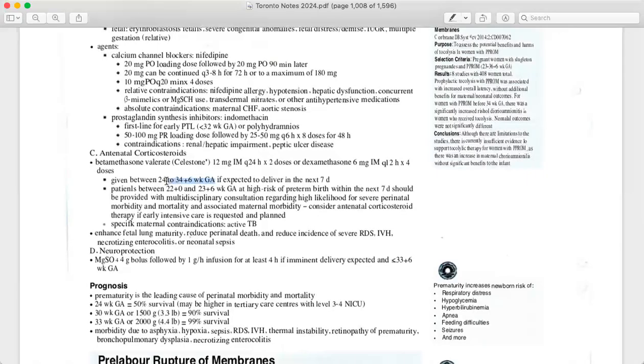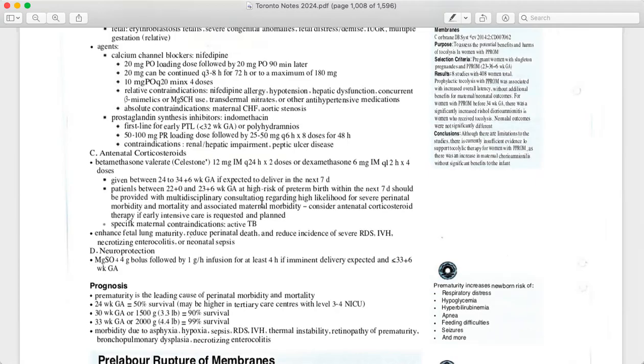The age. When are you going to give this one? Given between 24 to 34 week, if expected to deliver in the next 7 days. Patient between 22 and 23 week at high risk of preterm within next 7 days should be provided with a multidisciplinary consultation. So the patient who is having 22 to 23 week at high risk of preterm labor, multidisciplinary approach means obstetrical consultation, midwife consultation, along with family physician consultation.